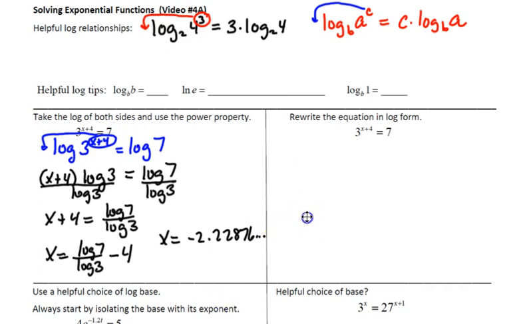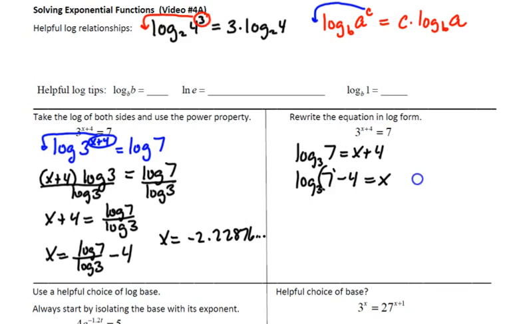Now, we are going to look at the same problem, but do it in a different way. How you do it is totally up to you. This is just another version. Remember, we talked about how we could rewrite an exponential form in log form. The base is 3, the exponent is x plus 4, and it equals 7. So I can write this as log base 3 of 7 equals x plus 4. So log base 3 of 7 minus 4 equals x.